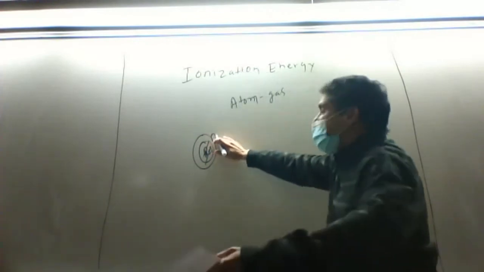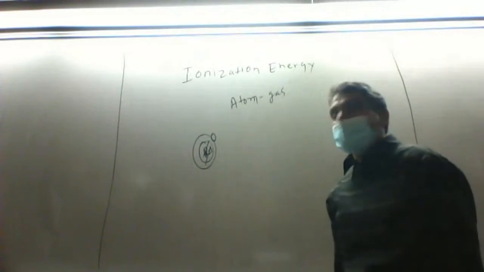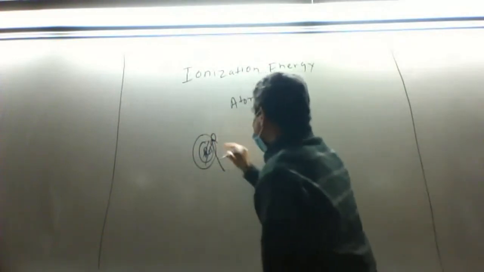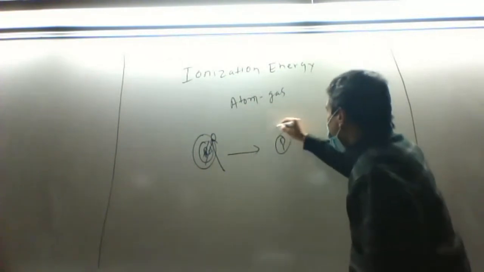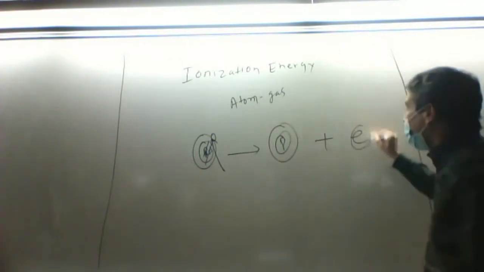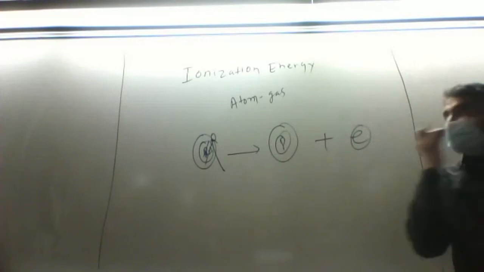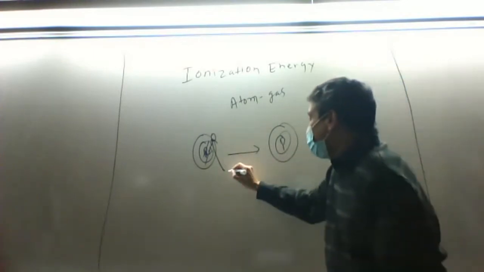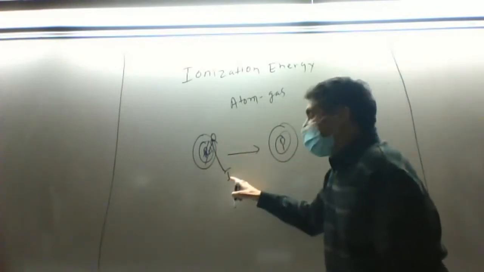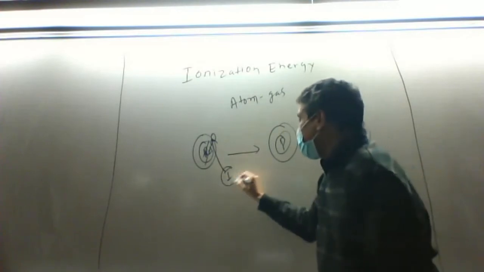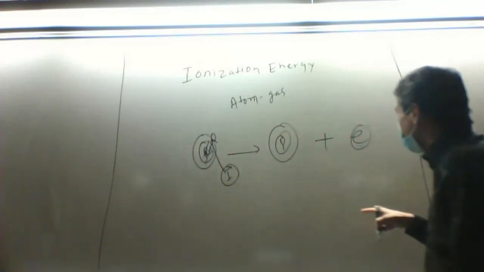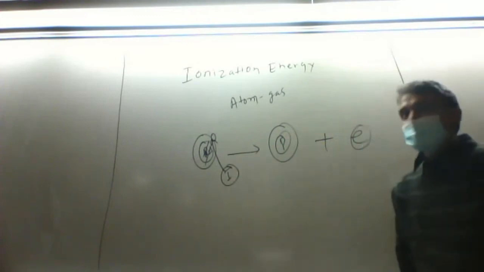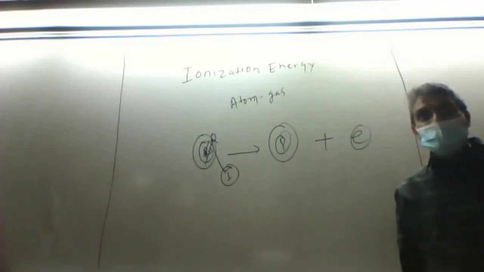Now you want to throw this electron completely out of this orbit, and you need to give some energy here, so that there is only the proton, and the space is left, and the electron is already gone. See that? So how much energy you give here, we call the ionization energy. The amount of energy you give to knock out this electron from the outermost orbit is called the ionization energy. Yeah, so that's what we call it.